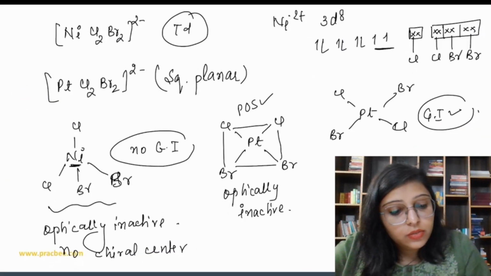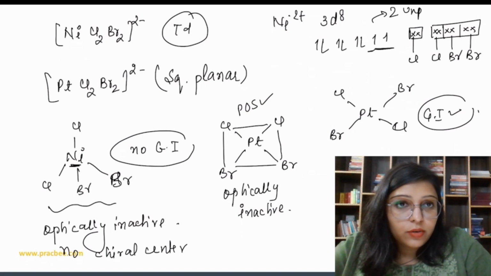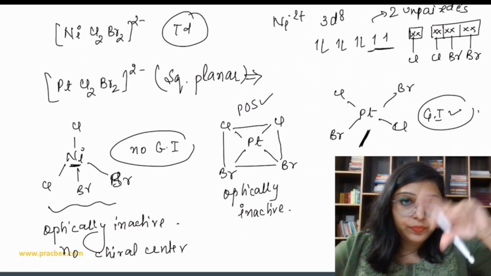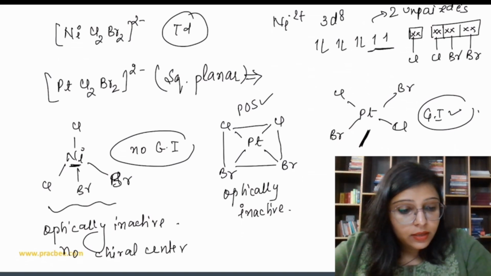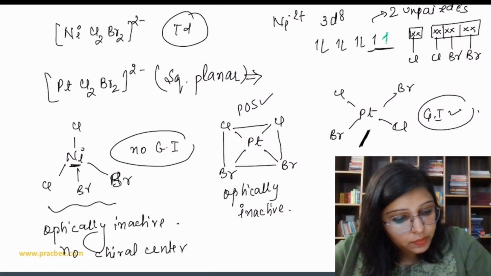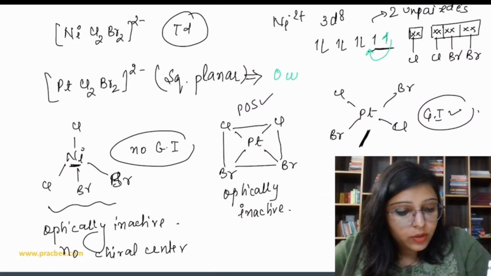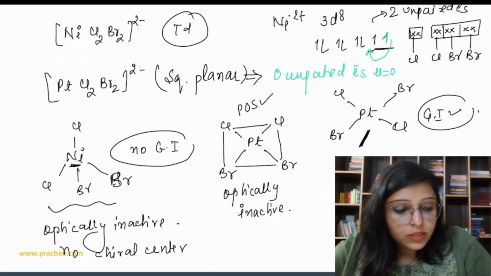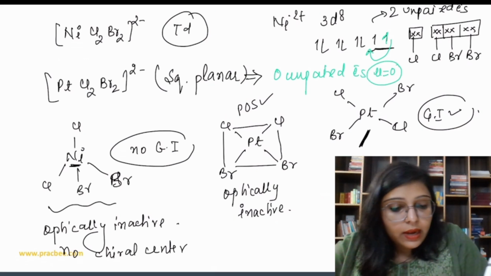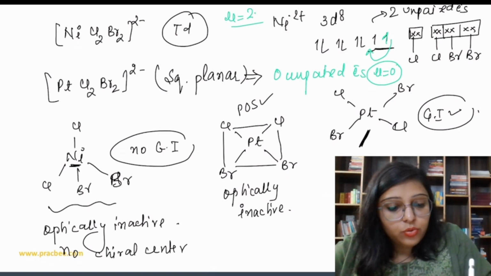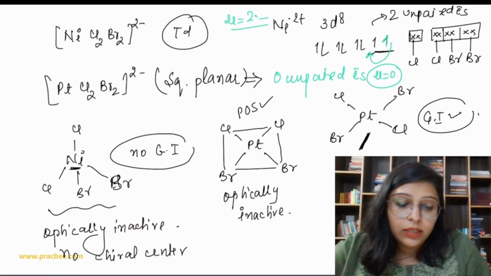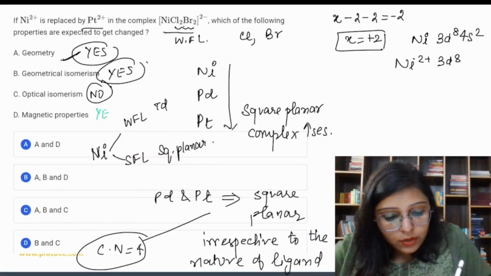Yes, magnetic properties do change, because when it is tetrahedral we have two unpaired electrons. But in the square planar case, this electron is paired up with this electron, so we have zero unpaired electrons. So the magnetic moment value is zero for square planar, and here the magnetic moment value is around 2 point something. Understood? Clear? That's it. So this will also change.